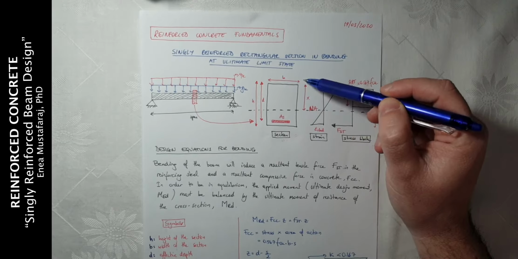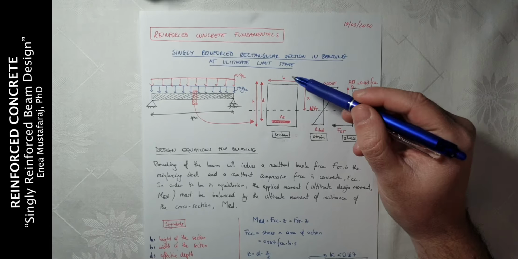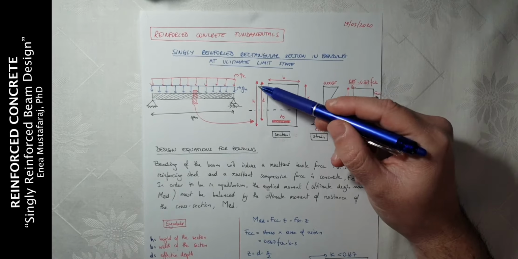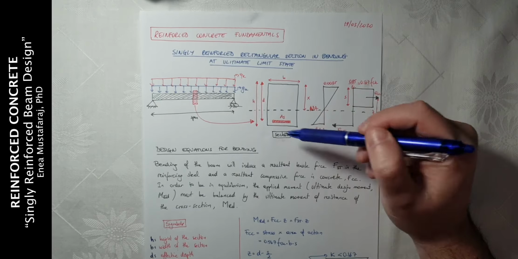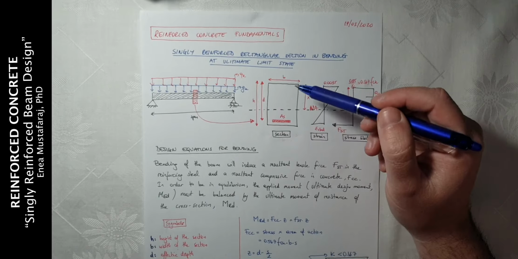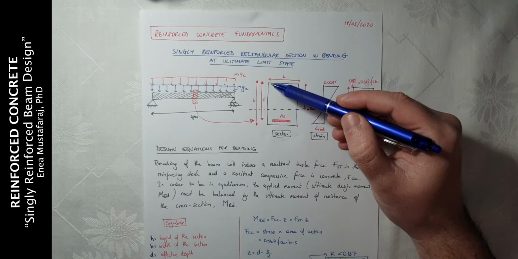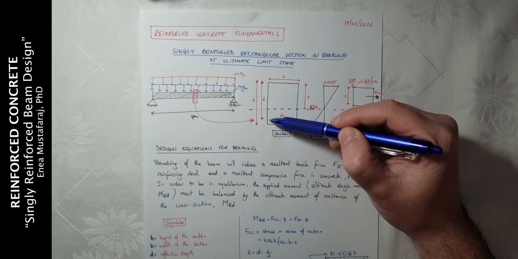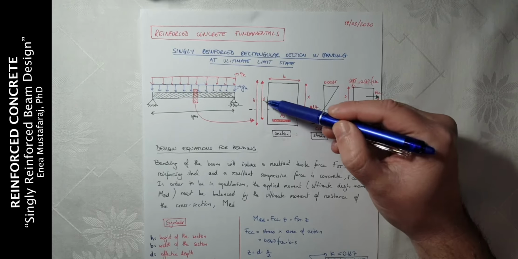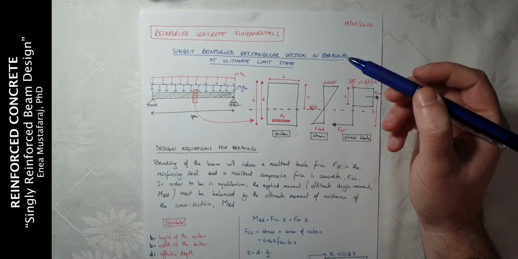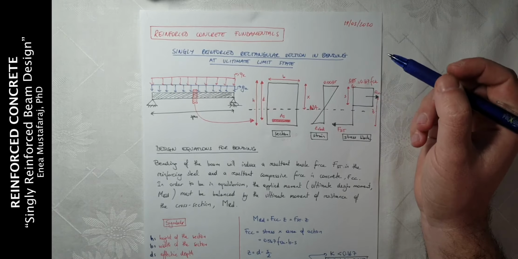The width of the section will be called with letter B, and we have the height of the section, which is denoted by letter H. And the effective depth, which is basically the distance from the top of the section till the middle of the reinforcing bars, will be called effective depth and will be denoted by letter D.